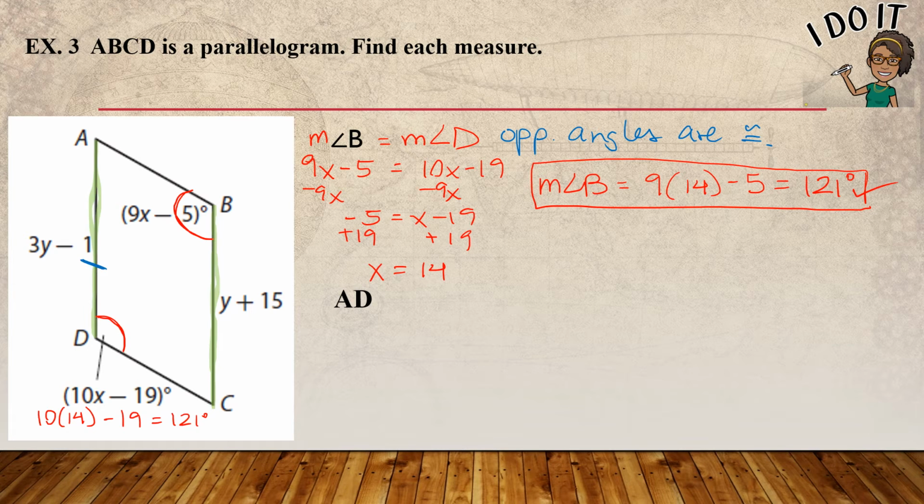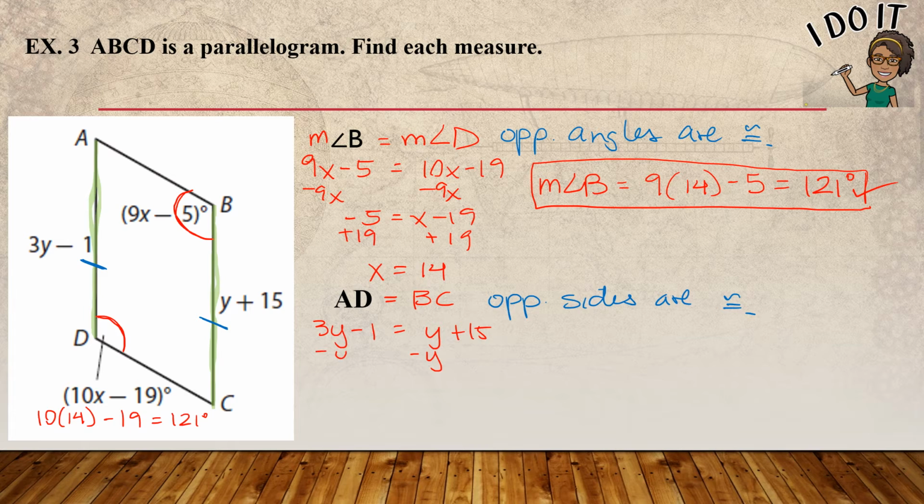So what do we know about opposite sides of a parallelogram? Well, they are congruent. So that tells me that AD is equal to BC, and we used opposite sides are congruent. So now that I have my setup, now I can just substitute in the values. 3y minus 1 equals y plus 15.